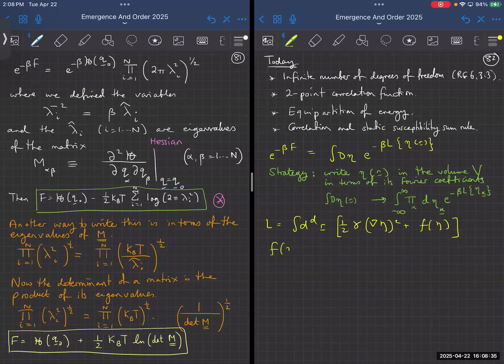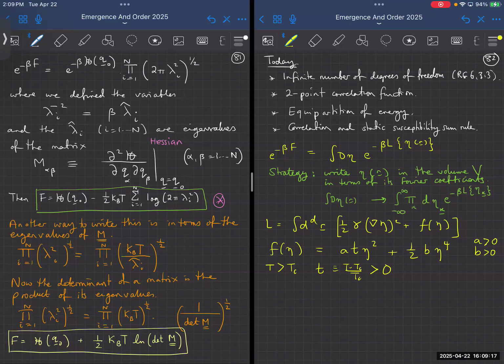And my f of eta, I'm going to write, following what we did in the second week, as a half b eta to the fourth, like so. And what we know is that if I'm above Tc, so T is greater than Tc, which means our variable little t, which is T minus Tc over Tc, is greater than 0. And so then we know that the potential f of eta, so b is greater than 0, a is a constant, a is greater than 0.